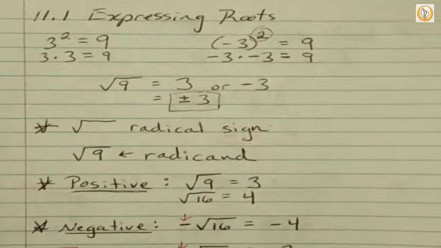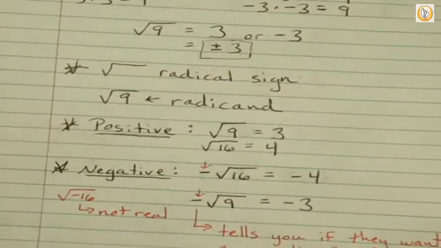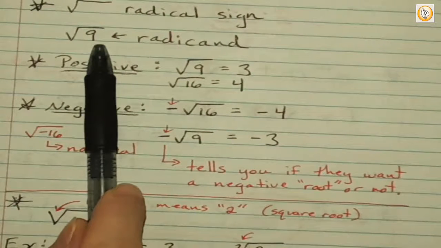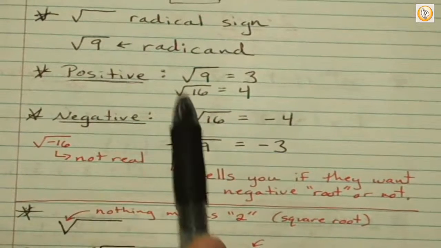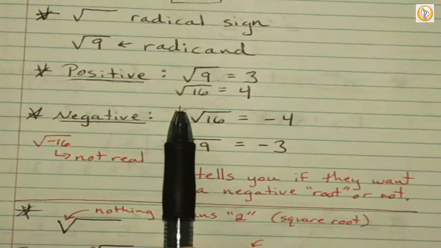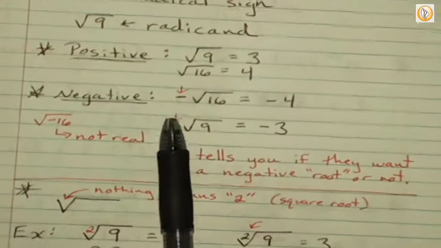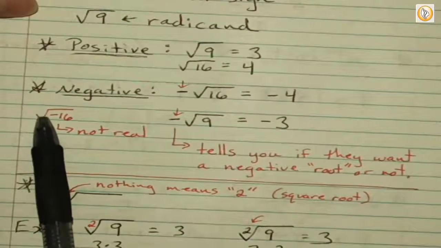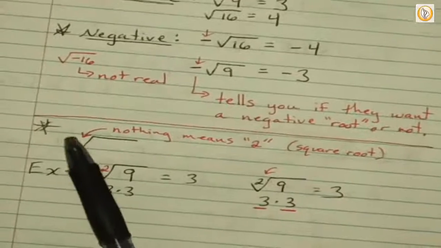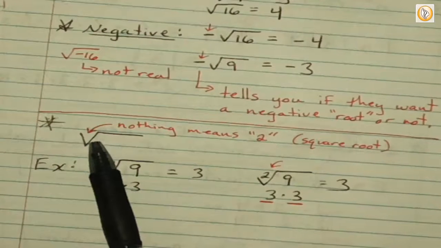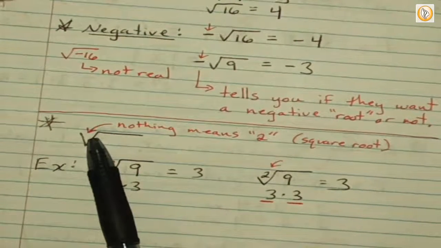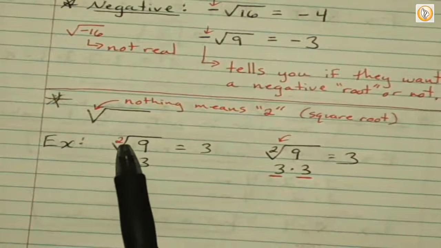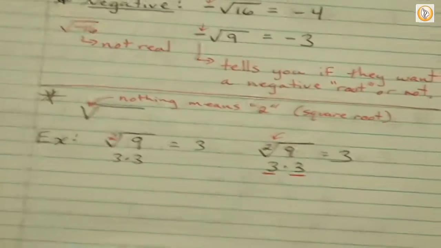All right, expressing roots. We talked about how they can be positive or negative. We talked about the number inside is the radicand, and that's the radical sign. If there's a negative on the outside, that means you'll get a negative answer. Okay? If it's on the inside and it's an even root, it's not real. Remember, if there's no number inside the little check sign, as we called it, we're going to assume there's a 2. So we're looking for a number that times itself only 2 times will give you the radicand.